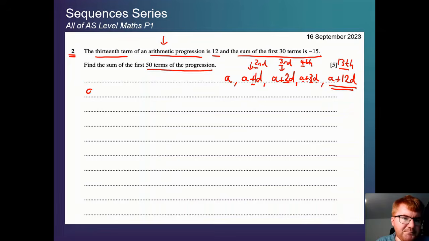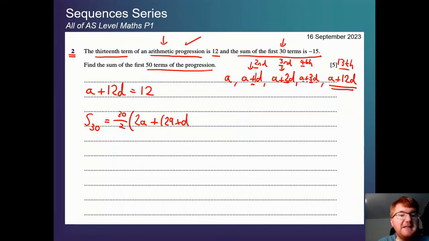So we can write this down. a plus 12d, my first bit of information, is equal to 12. Now this is a bit more complicated here. The sum of the first 30 terms is minus 15. So S30, we can start using the formula at this point. We have 30 over 2, 2 lots of a, now n minus 1, 1 less than 30 is 29, multiplied by d. At the moment we don't know what a or d are, but that's fine. And this calculation is equal to minus 15.